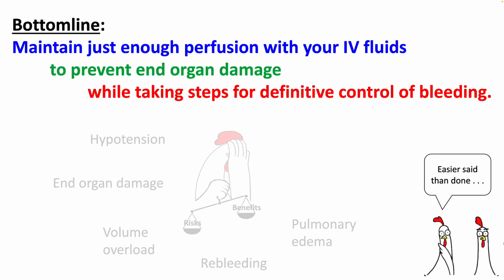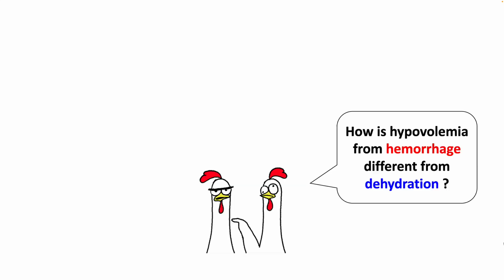So the bottom line of resuscitating a hypovolemic shock is to maintain just enough perfusion with your IV fluids to prevent end organ damage while taking steps for definitive control of bleeding.